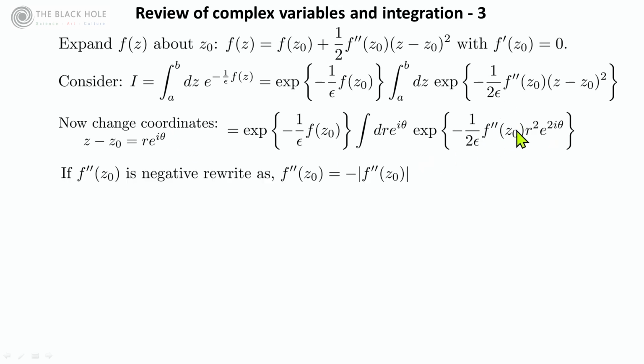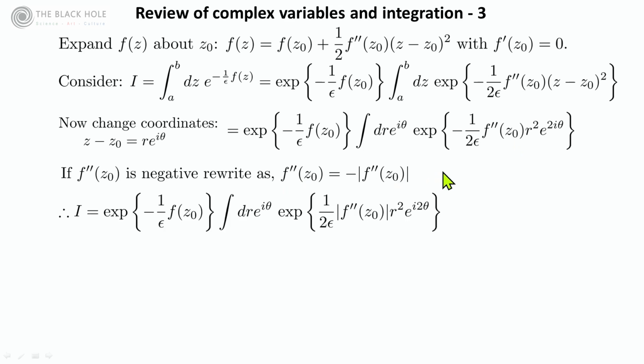Now, we will be interested in the case where this is negative. F double prime at z naught is negative. So I'm just going to write this as minus its absolute value, stick that in, and of course this makes it look just a little bit different, nothing else. Now here I still have the choice of theta to make.